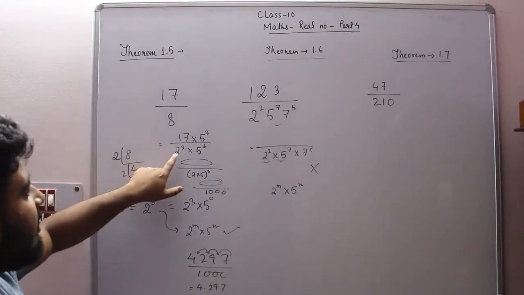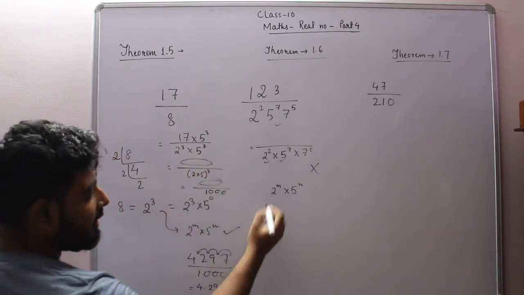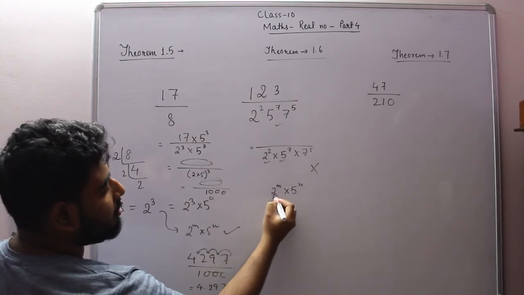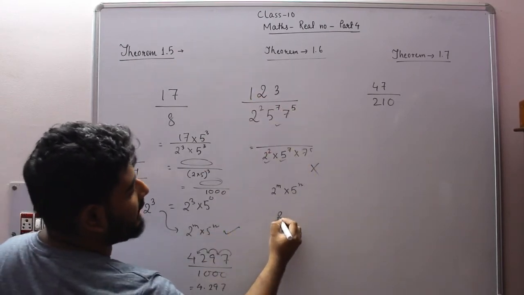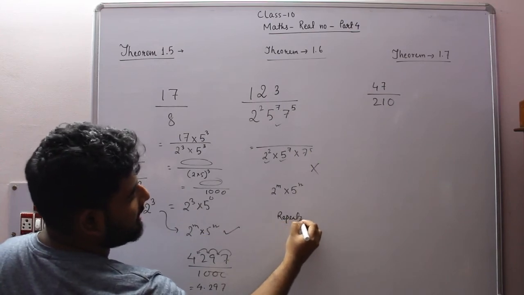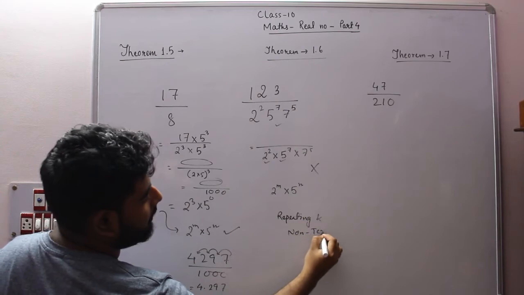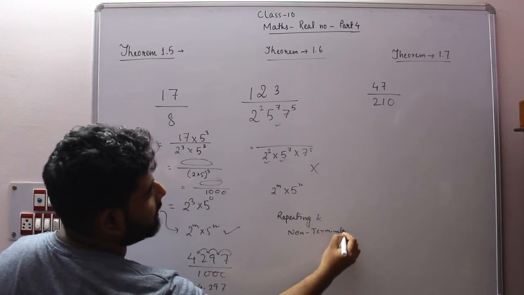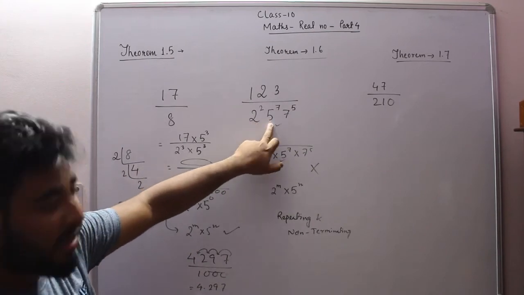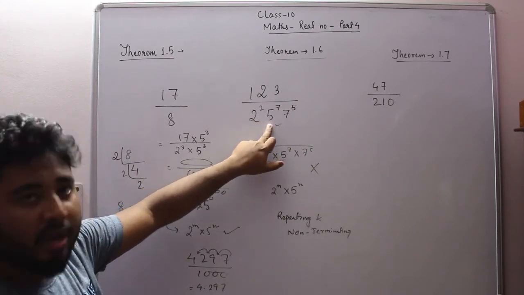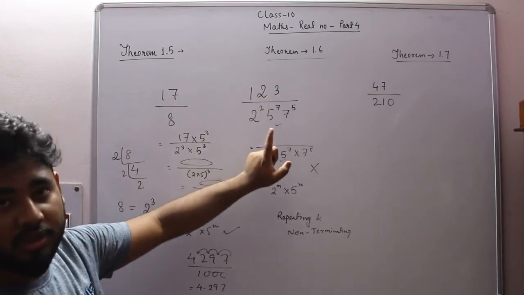If it is not ending with 2, 5 or multiplication of 2 and 5, so it is not in the form of 2 to the power m into 5 power n. So the decimal expansion will be repeating and non-terminating. Did you understand why? Because it has 7. If it is 2 and 5, remember 2 and 5 together possible, only 2 is also possible, only 5 is also possible.